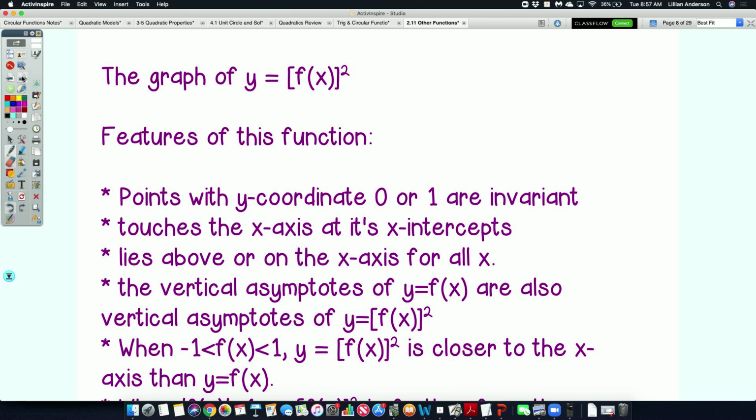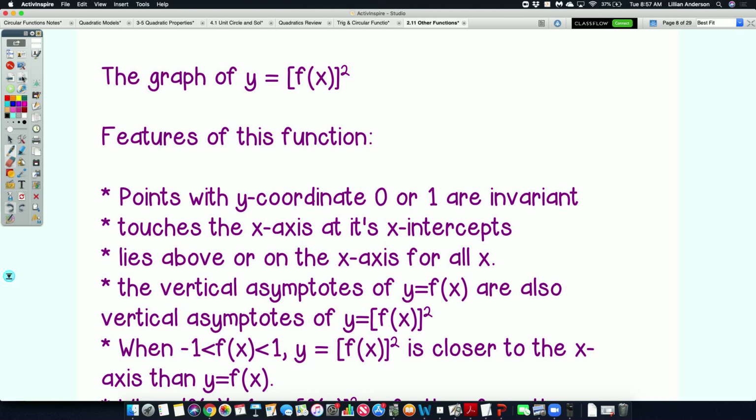Special functions, okay? So we have the graph of y equals f of x, a function, and that quantity squared. There are some key features of these types of functions. The points with y coordinates 0 or 1 are invariant. That basically means that they don't change, they stay constant to what they are. The graph of this function touches the x-axis at its x-intercepts. This function lies above or on the x-axis for all x's, okay?